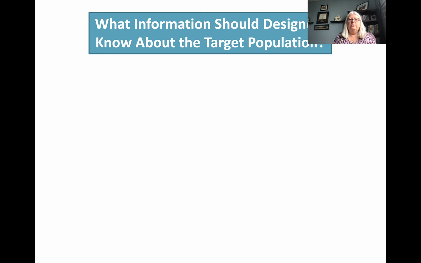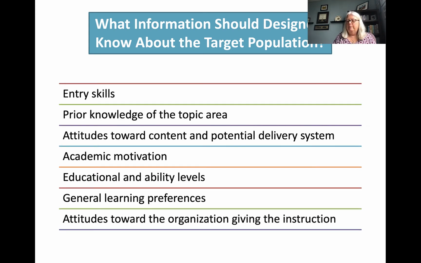So what information do we want to know about the target population? We'll go through and we'll do an analysis. We'll gather all this information because it helps us develop the instruction. So we want to know entry skills. We need to know if the target population members already mastered the entry skills. Because if they haven't, then I may need to go back and teach those skills or do some kind of remediation. So we need to know where they stand with the entry skills.